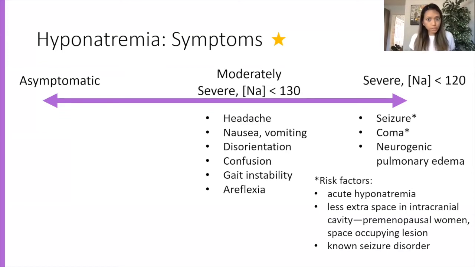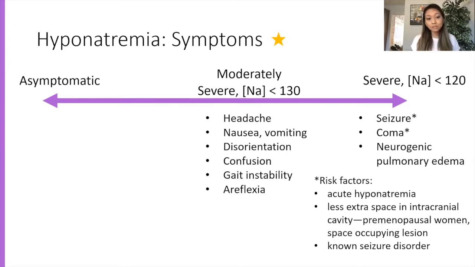Some risk factors that make you more at risk for severe symptoms of hyponatremia are if it's acute, if it happens really fast. Apparently, premenopausal women have less extra space in their intracranial cavity, so they're more at risk for having severe brain swelling. If you have a space-occupying lesion, that's also an issue, or if you have a known seizure disorder.